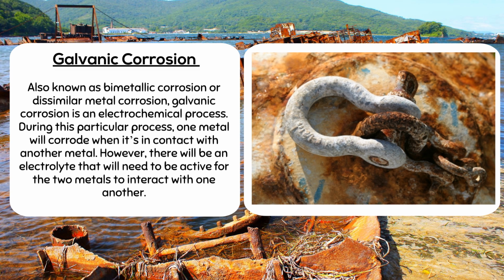Also known as bimetallic corrosion or dissimilar metal corrosion, galvanic corrosion is an electrochemical process. During this particular process, one metal will corrode when it's in contact with another metal. However, there will be an electrolyte that will need to be active for the two metals to interact with one another.